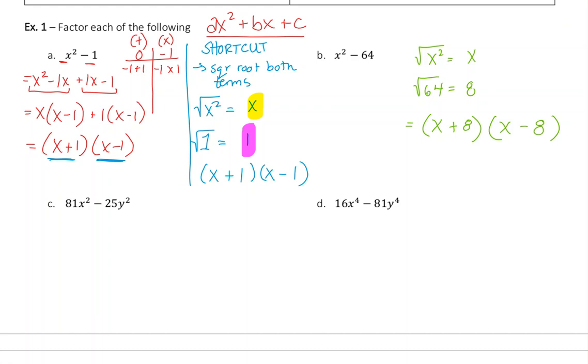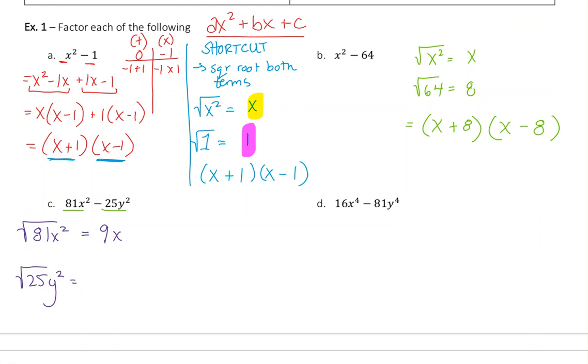If we move forward to C and D, you can see that we have some bigger coefficients, but it doesn't mean our problem gets any more challenging. Take them separately, and let's try and take the square root. Well, what is the square root of 81x squared? Well, the square root of 81, that's 9. Square root of x squared, that's x. What is the square root of 25y squared?